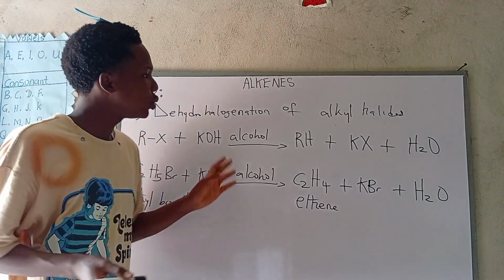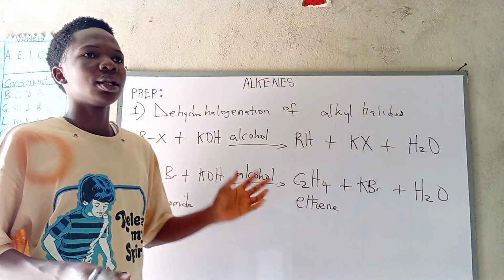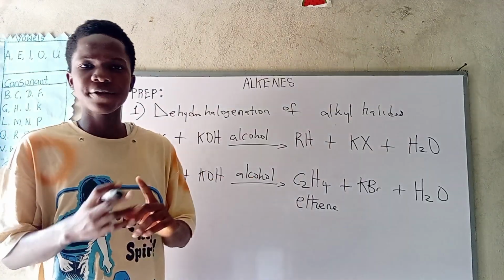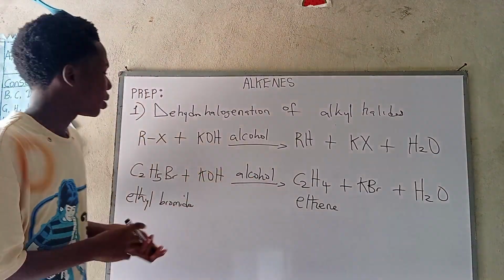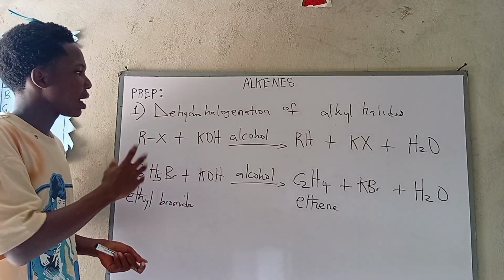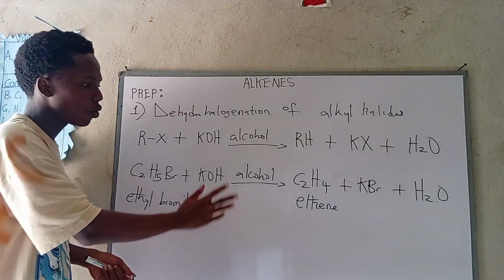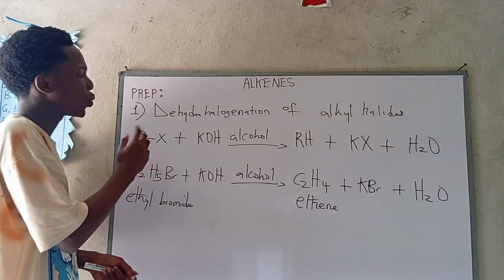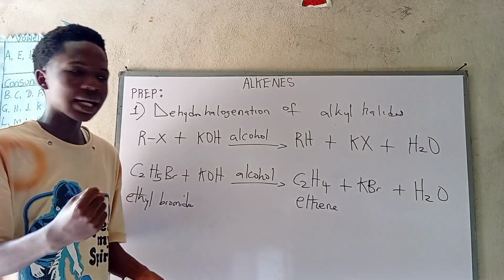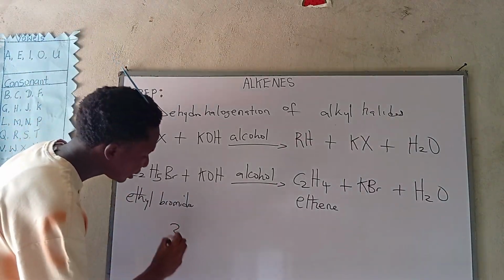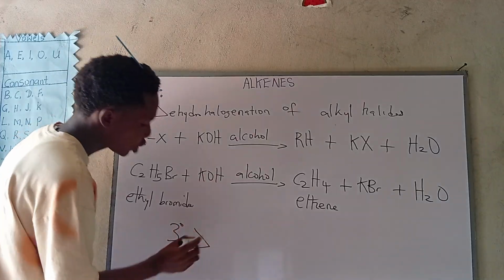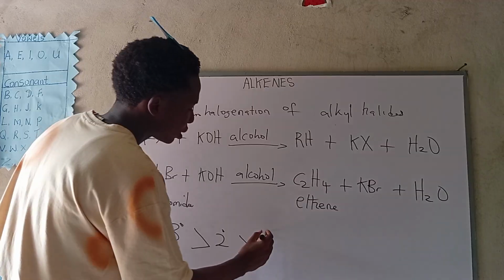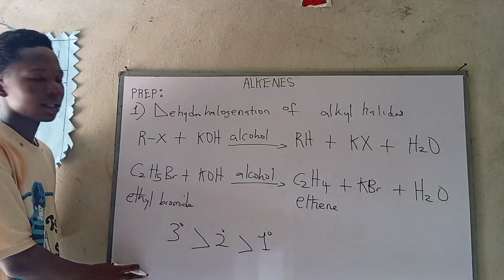Now, for the alcohol used in this reaction, when we are studying alcohols, we have primary, secondary, and tertiary alcohols. So now, there is a degree of dehydrohalogenation of the alcohol. The tertiary alcohol has the highest dehydrohalogenation power. You understand? After the tertiary alcohol, what we follow is the secondary alcohol, before we now get the primary alcohol. It's as simple as that.